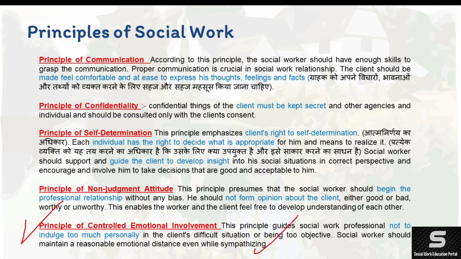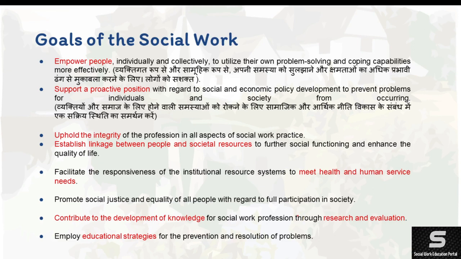Now the next, the goal of social work. समाज कार्य के क्या क्या गोल हैं उसको देख लेते हैं. Like empower the people, लोगों को empower करना individually or collectively just to utilize their own problem solving and coping capacity more effectively, and support a proactive position with regard to the social and economic policy development just to prevent the problems for individuals or society or community from occurring. So किसी प्रकार की समस्या अगर घटित होने वाली है तो उसके पहले उसको रोकने के लिए सामाजिक आर्थिक जो नीति विकास संबंध होते हैं उसमें सक्रिय रूप से भागीदारी करना और कोशिश करना कि इस प्रकार की जो समस्याएं होती हैं उसको सॉल्व किया जा सके. तो ये वन ऑफ द गोल है सोशल वर्क का.